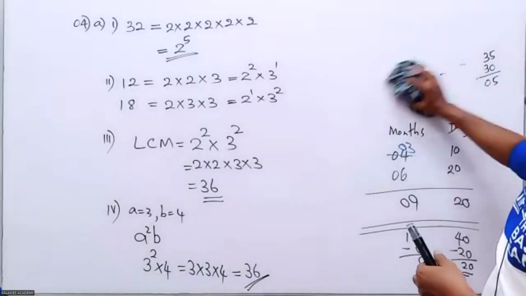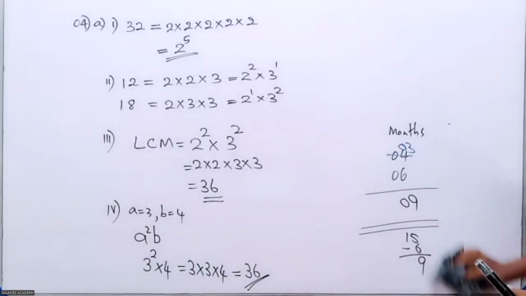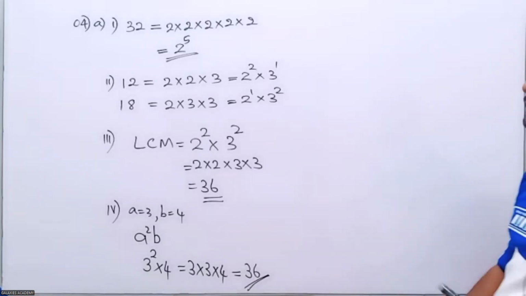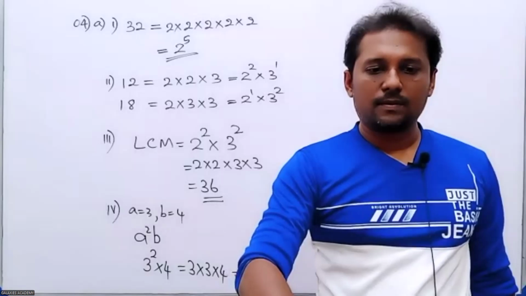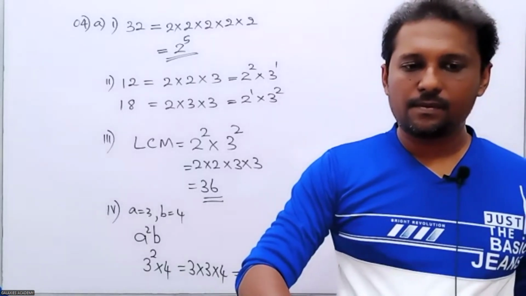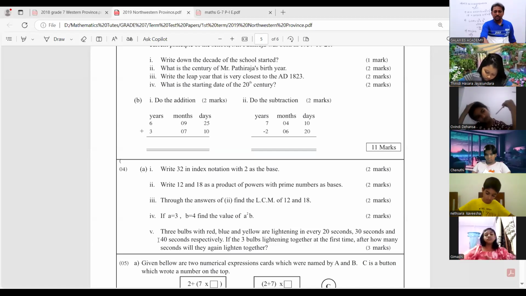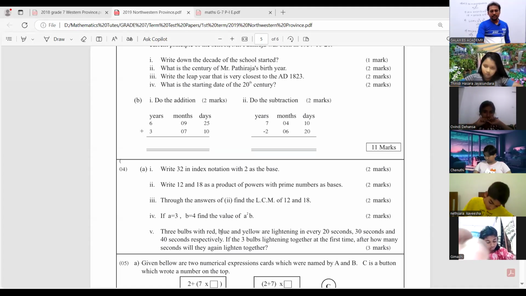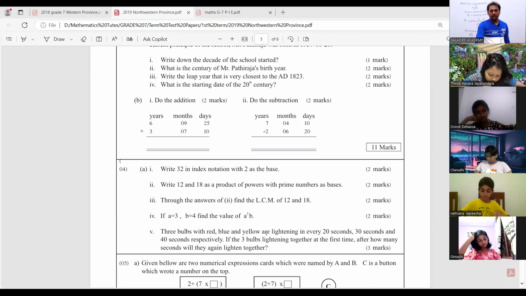Then another part is given of the fourth question. Look at the last part. The last part: 3 bulbs, red, blue and yellow, are lighting every 20 seconds, 30 seconds and 40 seconds respectively.